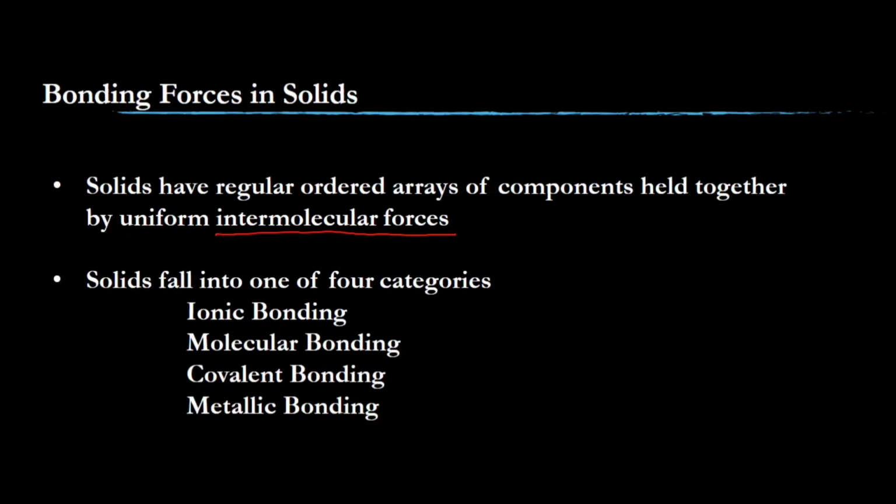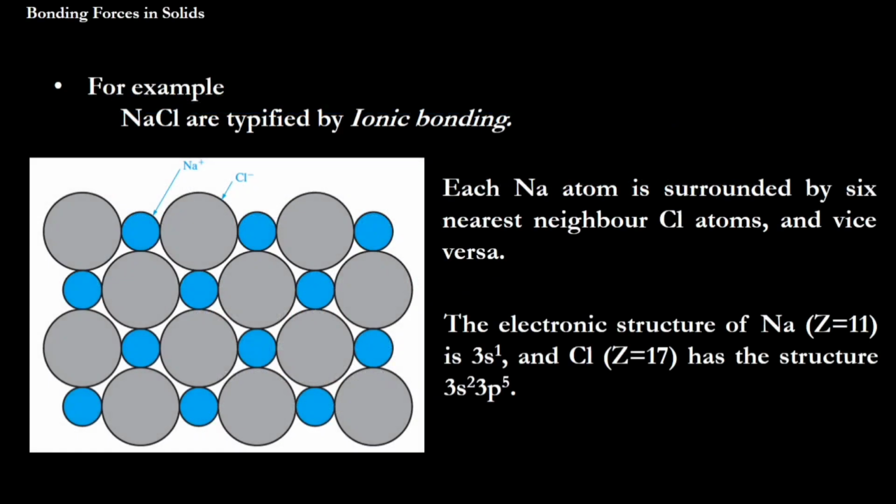Okay. So solids fall into one of four categories: ionic bonding, molecular bonding, covalent bonding, and metallic bonding. We are more interested in covalent bonding since we are dealing with semiconductor devices in this semester. Coming to the first one, that is ionic bonding. An example is salt.